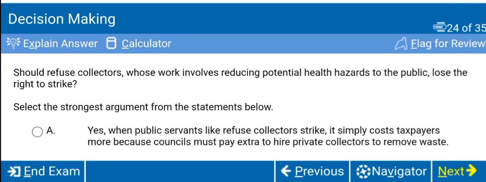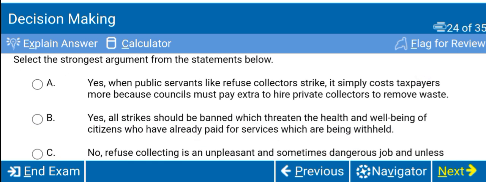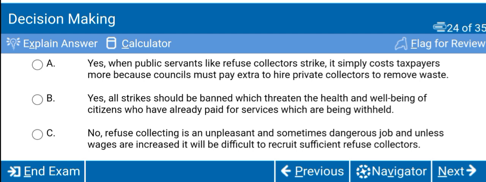Should refuse collectors, whose work involves reducing potential health hazards to the public, lose the right to strike? Select the strongest argument from the statements below. Option A: yes, when public servants like refuse collectors strike, it simply costs taxpayers more because councils must pay extra to hire private collectors to remove waste.